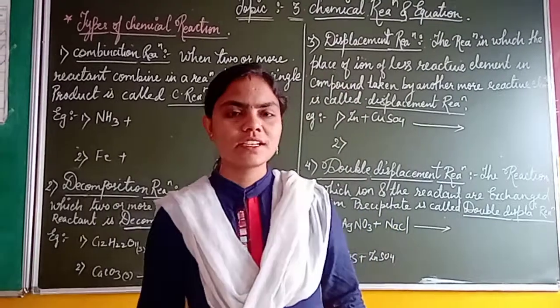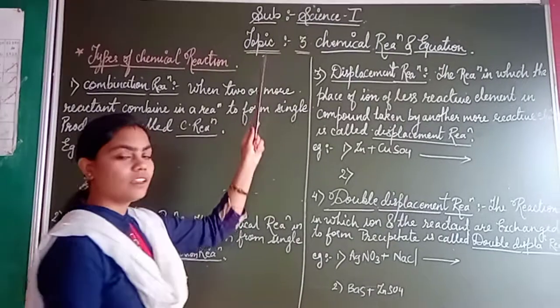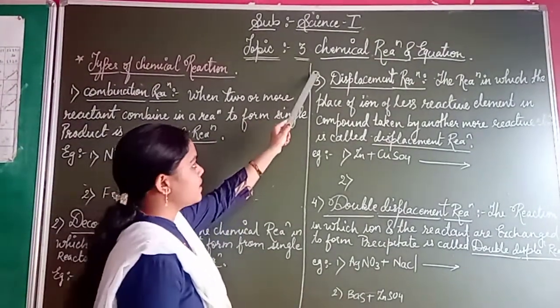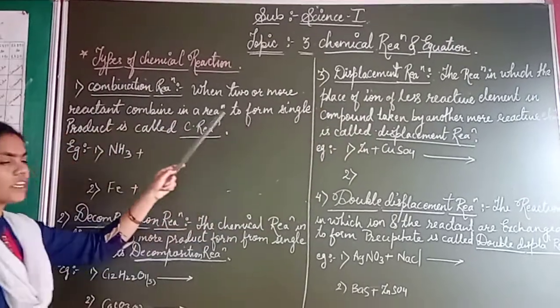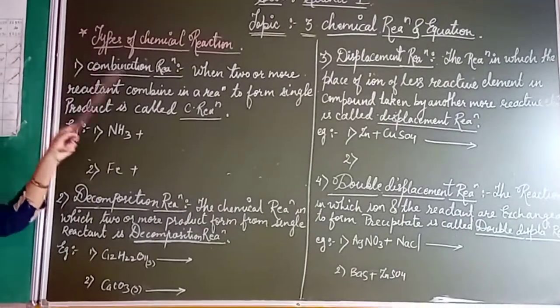Good morning, students. Today we are going to see the subject Science 1. In that subject, we are going to see the chapter number 3, that is chemical reaction and equation. Right? So in chemical reaction and equation, we are going to see the different types of chemical reaction.